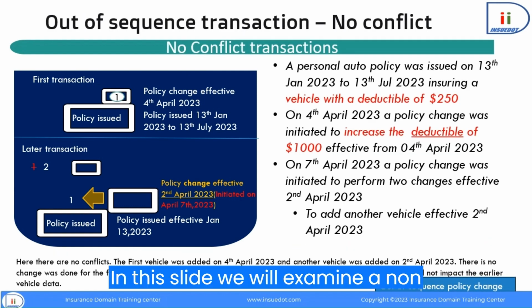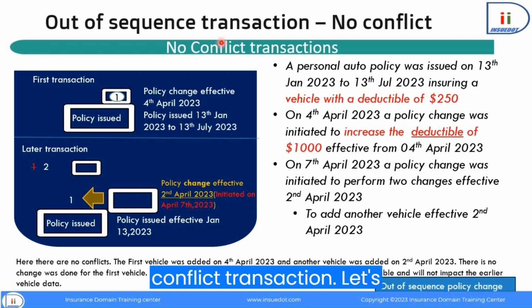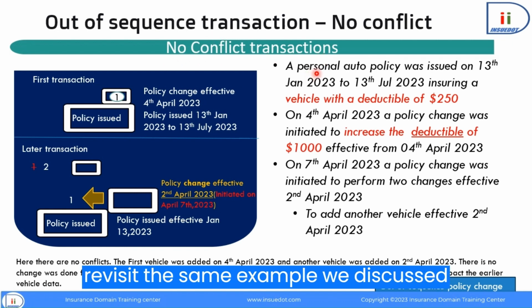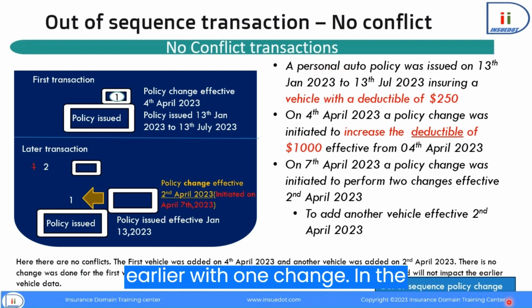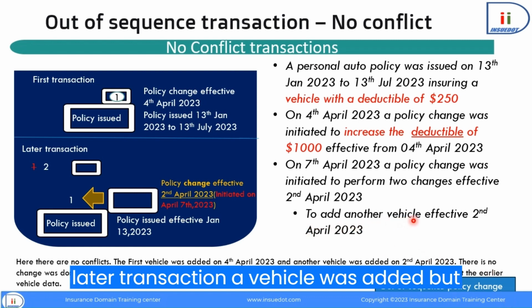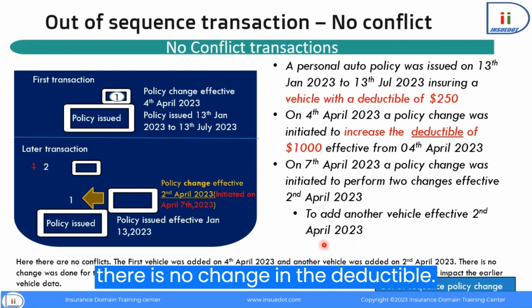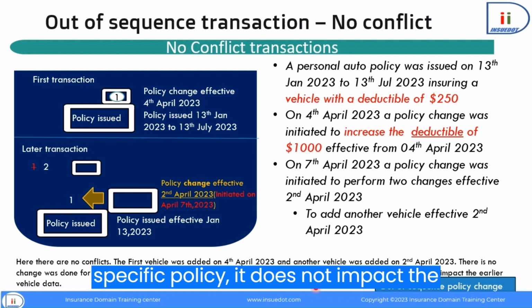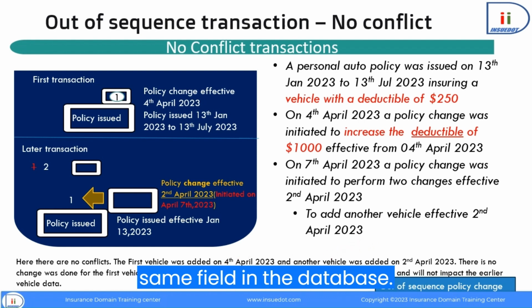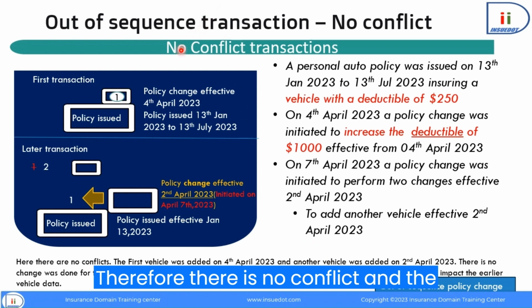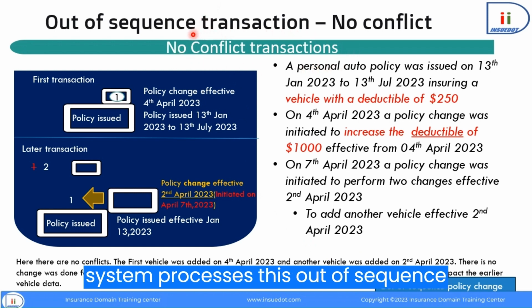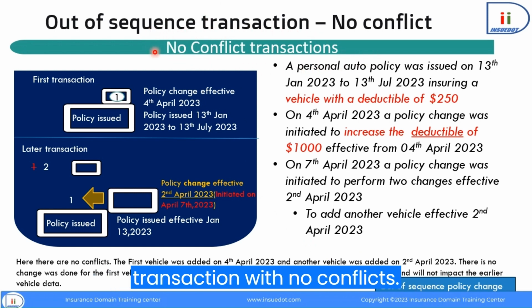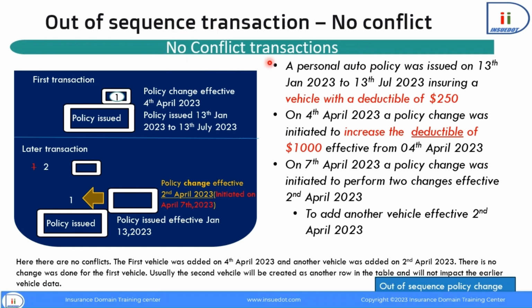In this slide, we will examine a non-conflict transaction. Let's revisit the same example we discussed earlier with one change. In the later transaction, a vehicle was added, but there is no change in the deductible. Since each vehicle generally has a separate row in the database for a specific policy, it does not impact the same field in the database. Therefore, there is no conflict, and the system processes this out-of-sequence transaction with no conflicts.